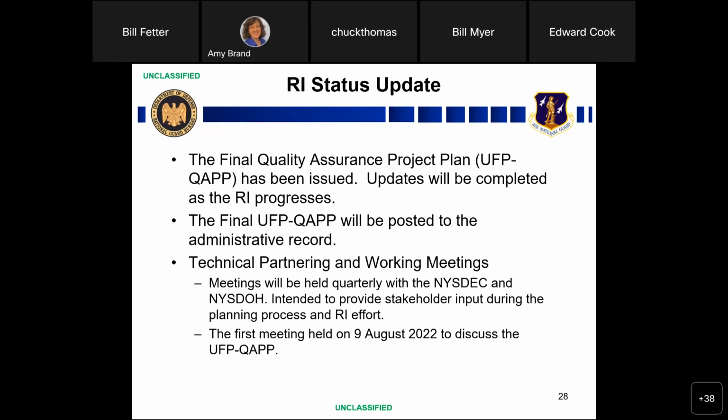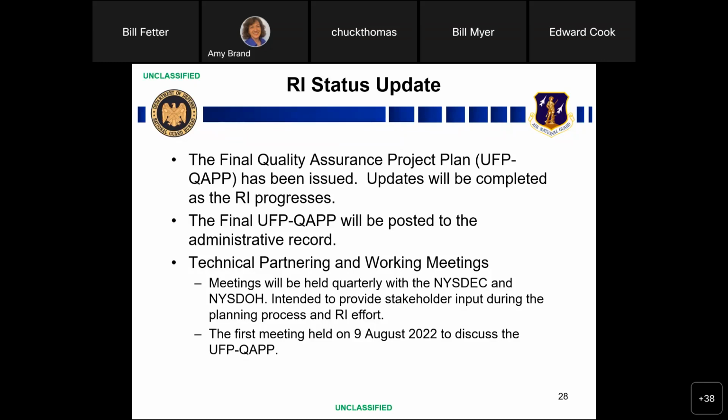As I stated earlier, we submitted the final UFP QAPP. That's another document that you'll see on the admin record. It actually just got finalized about 2 weeks ago, but we have to parse it out because it's too large of a file. It'll be uploaded to the admin record in probably about 3 or 4 parts or more because of the size of the document. Also, we had some TPP, technical project planning, and working meetings with the DEC. We held the first meeting on 9 August.